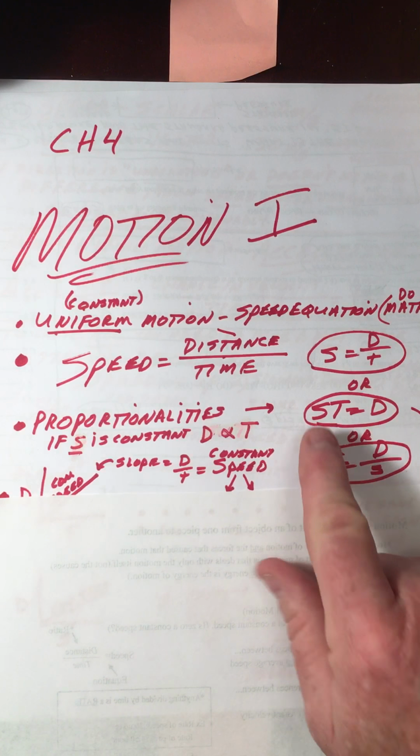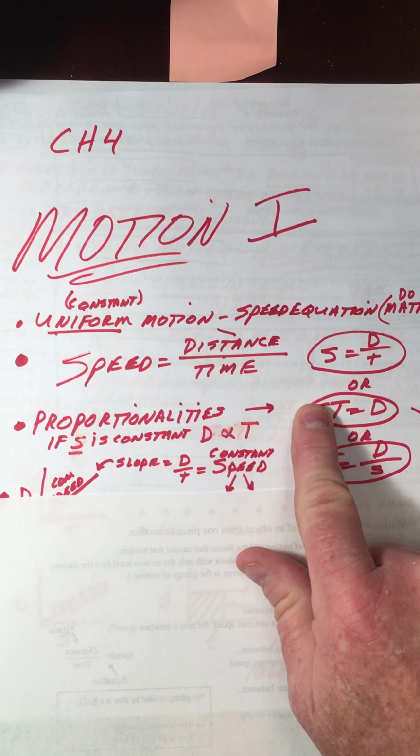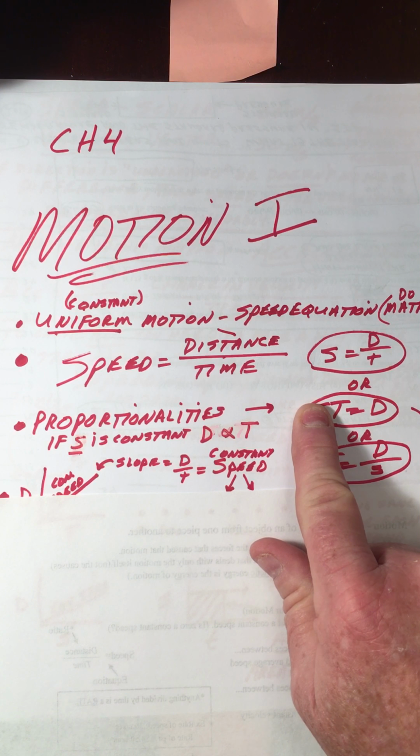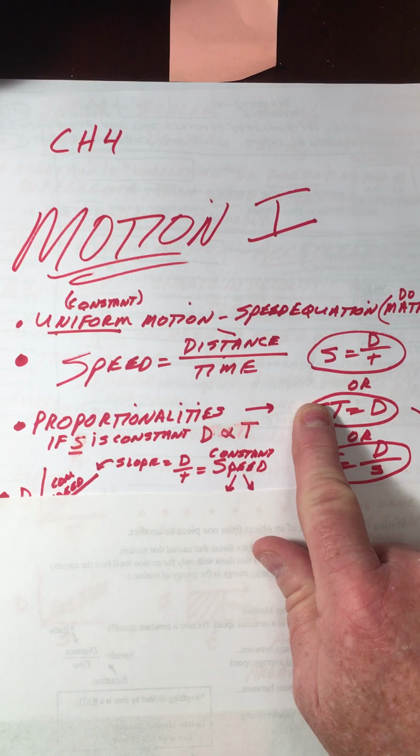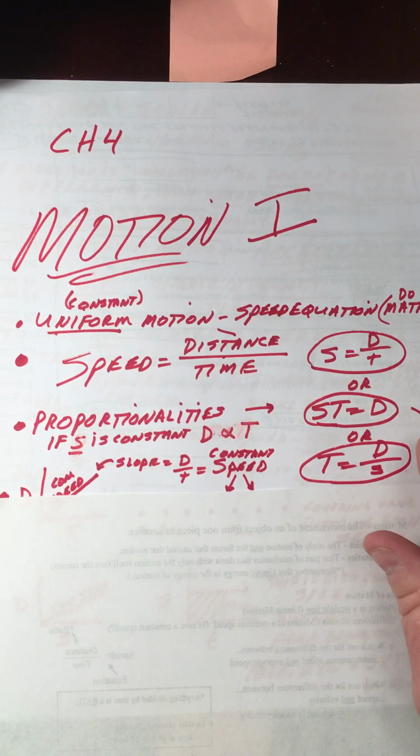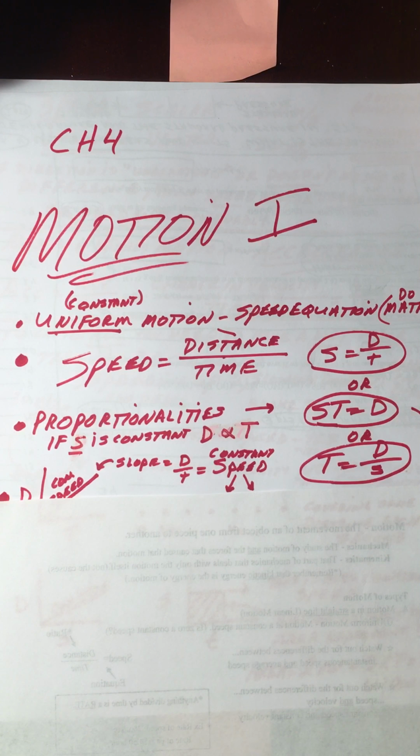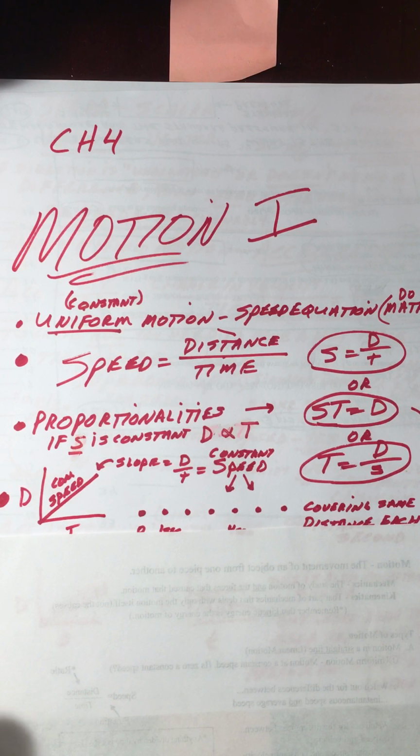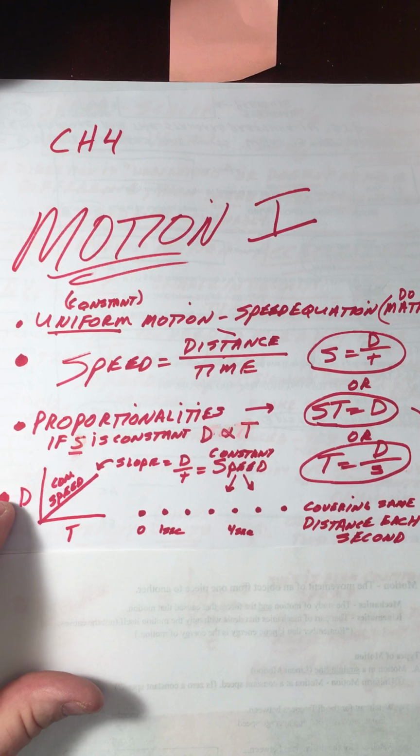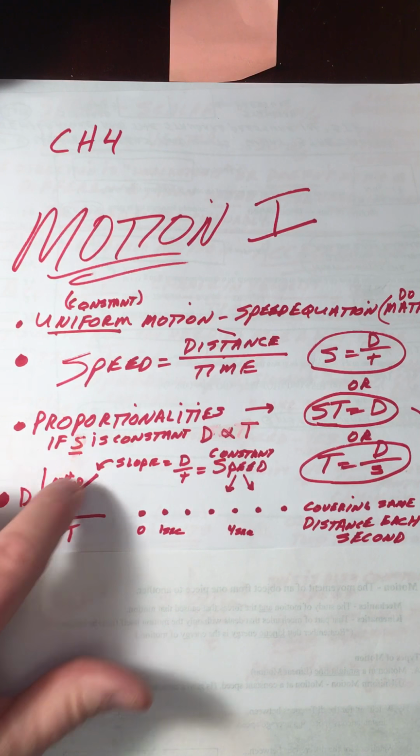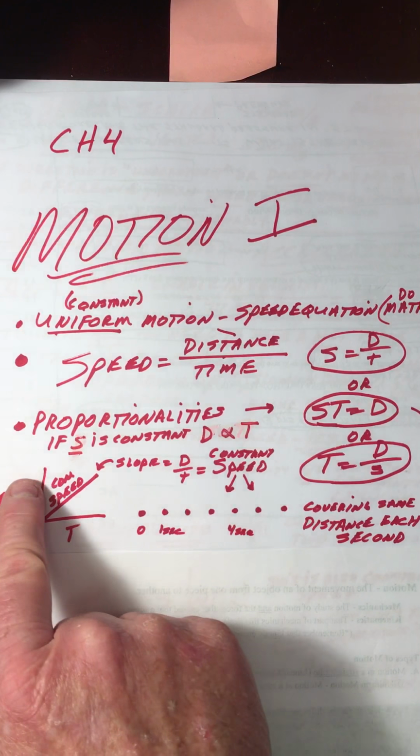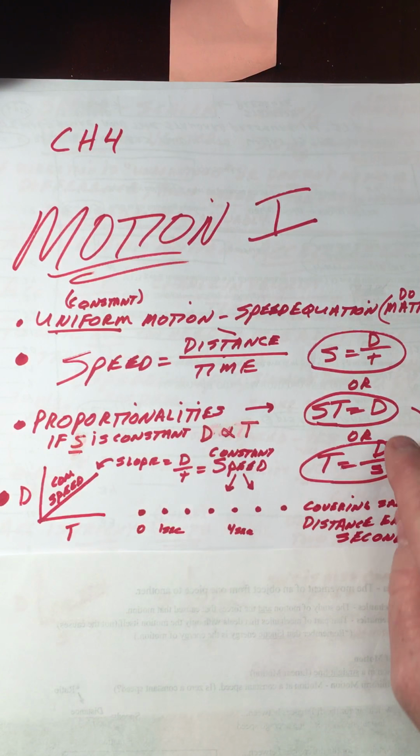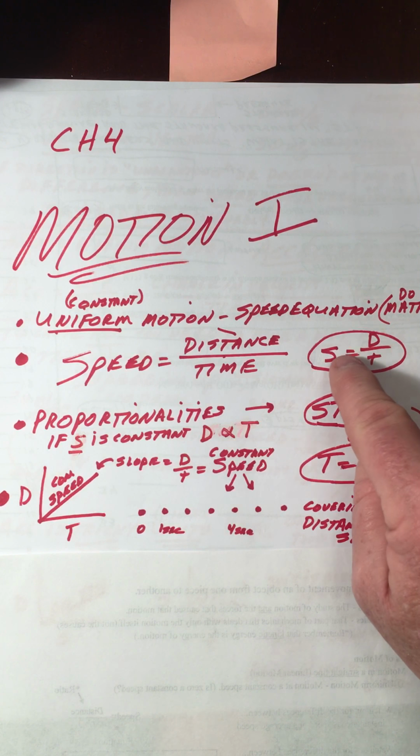if speed were to be held constant, time and distance are directly proportional. So if you were to travel twice the amount of time, you go twice the distance, and so on. So you know how to do proportionalities like that. So if you were to see a graph like this, distance and time, you say, well, what's the slope of that line? The slope is y over x, or d over t. What is d over t? D over t is speed.